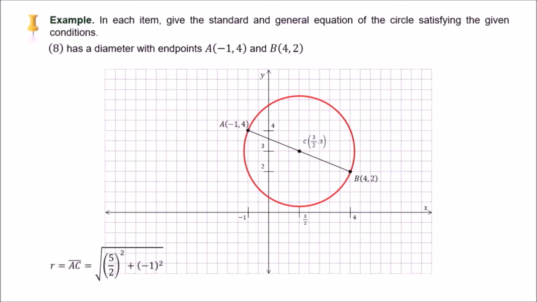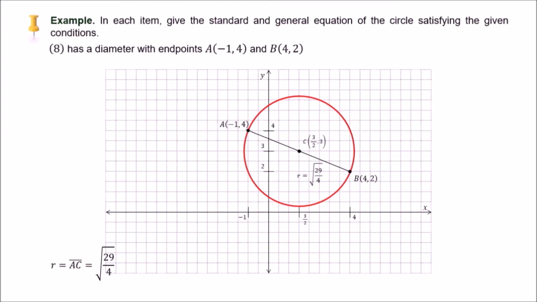Simplifying, we have (5/2)² + (-1)². Squaring the values would be 25 over 4, then plus 1. 25 over 4 plus 1 would give us 29 over 4. Therefore, the radius would be the square root of 29 over 4. Since we now have the center and radius pair, we can proceed with computing for the standard and general equations of this particular circle.